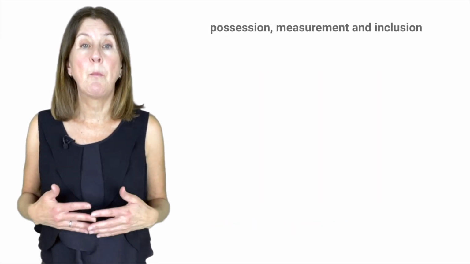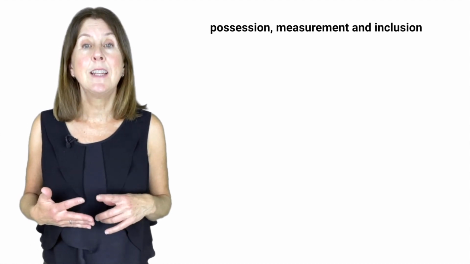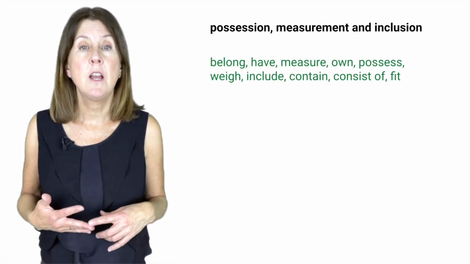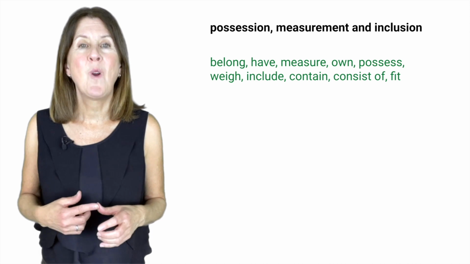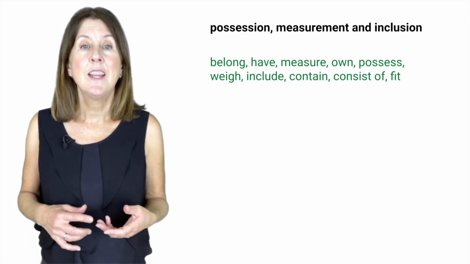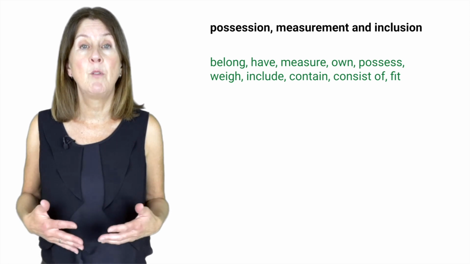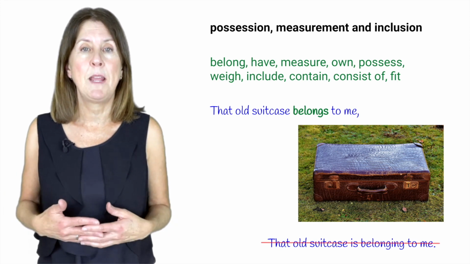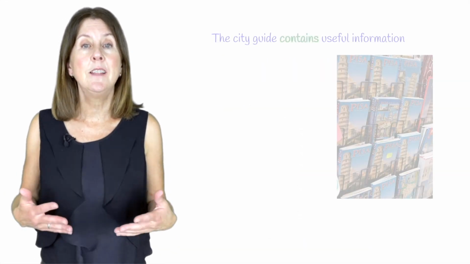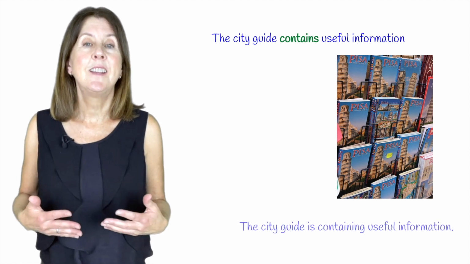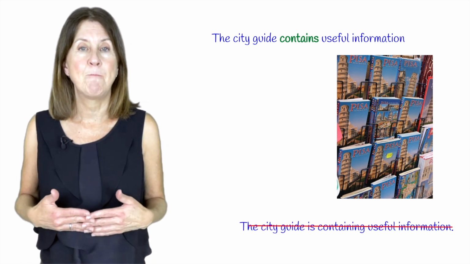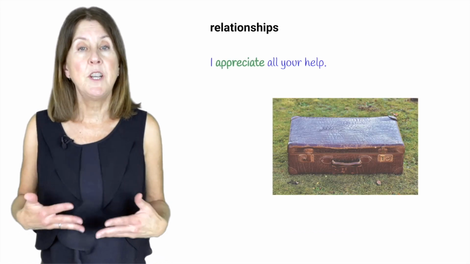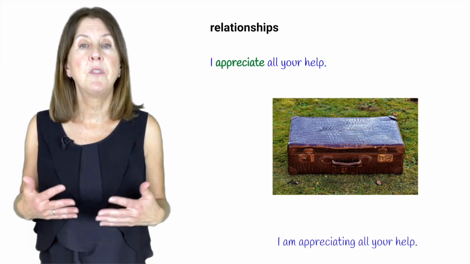Stative verbs often show possession, measurement and inclusion and include verbs such as belong, have, measure, own, possess, weigh, include, contain, consist of and fit. For example, that old suitcase belongs to me and not that old suitcase is belonging to me. Or the city guide contains useful information and not the city guide is containing useful information. And finally, stative verbs are used with relationships. For example, I appreciate all your help and not I'm appreciating all your help.